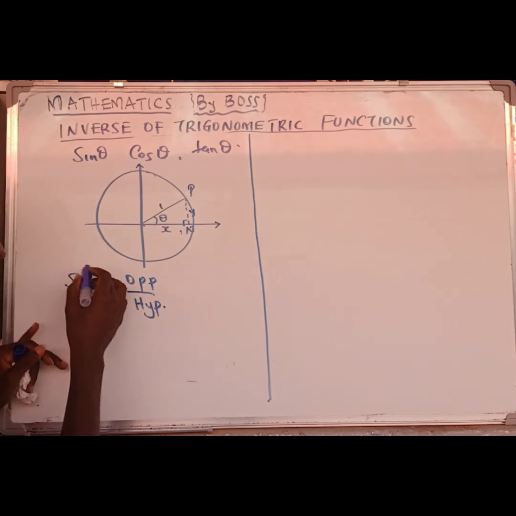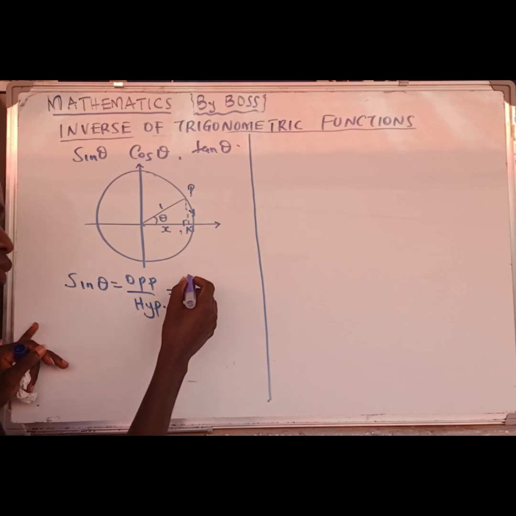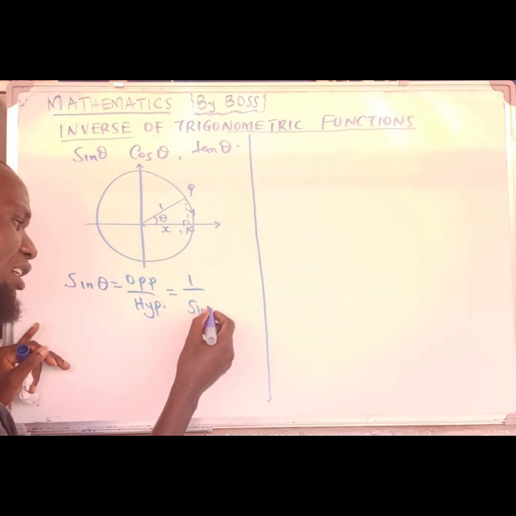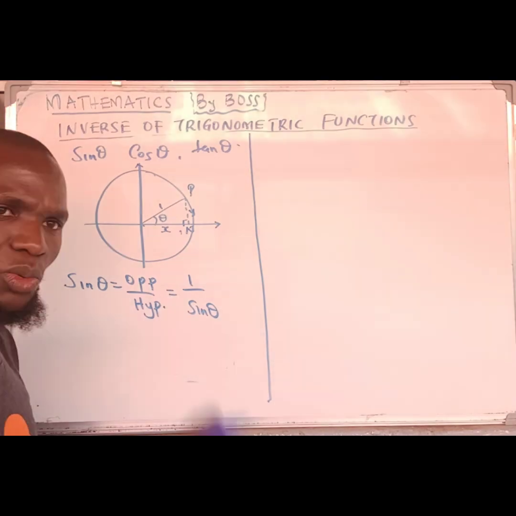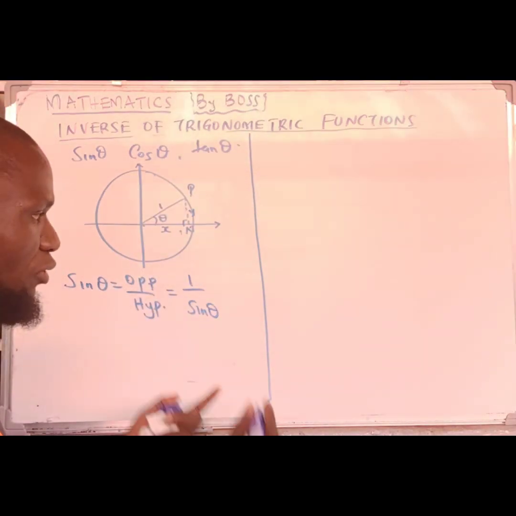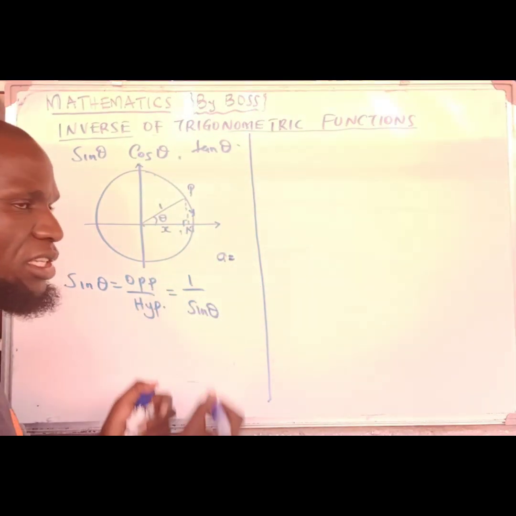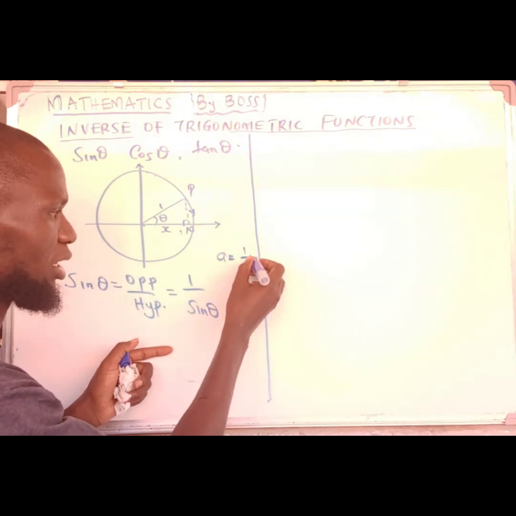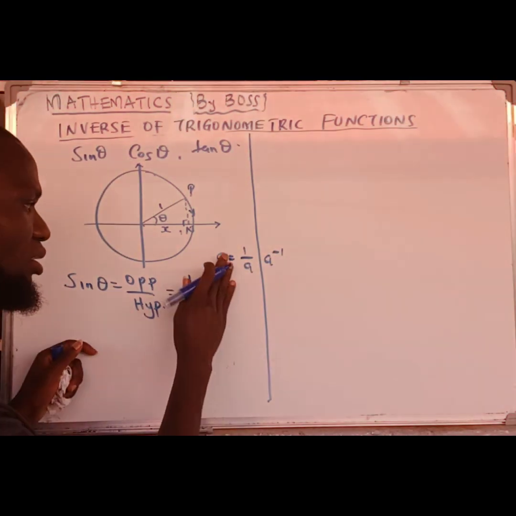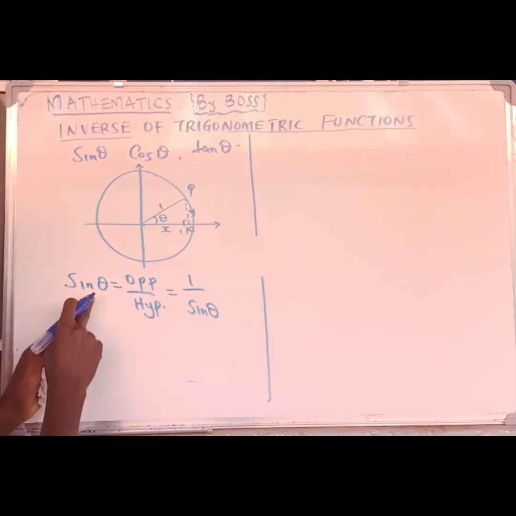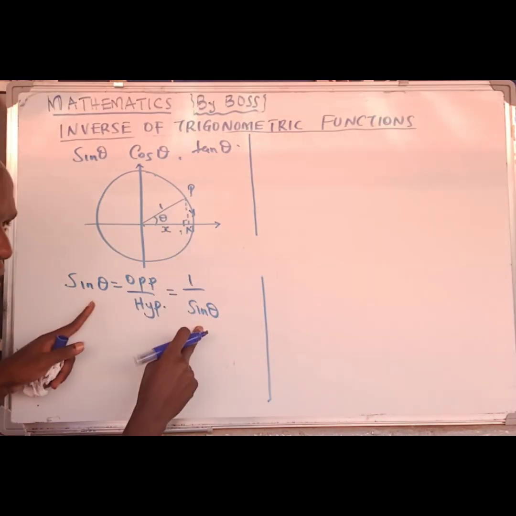Now, the inverse of this is going to be 1 over sine theta. Inverse simply means you take the reciprocal. Reciprocal means 1 over what is given. If you have been given A, then you want to find the reciprocal of A, it means 1 over A. So, the reciprocal of sine theta is 1 over sine theta.